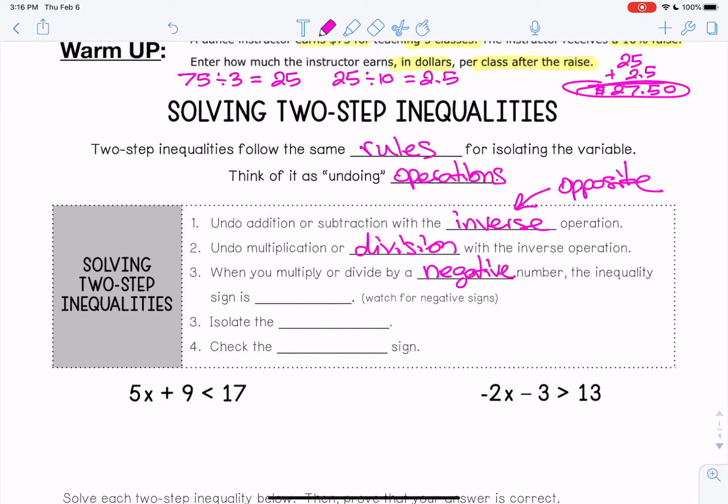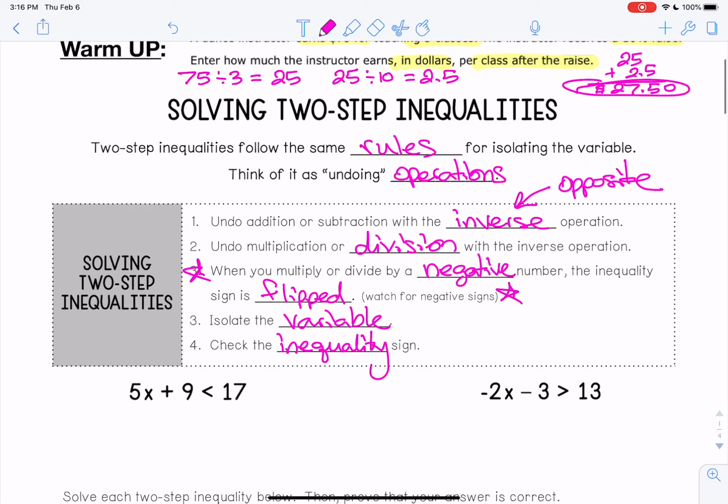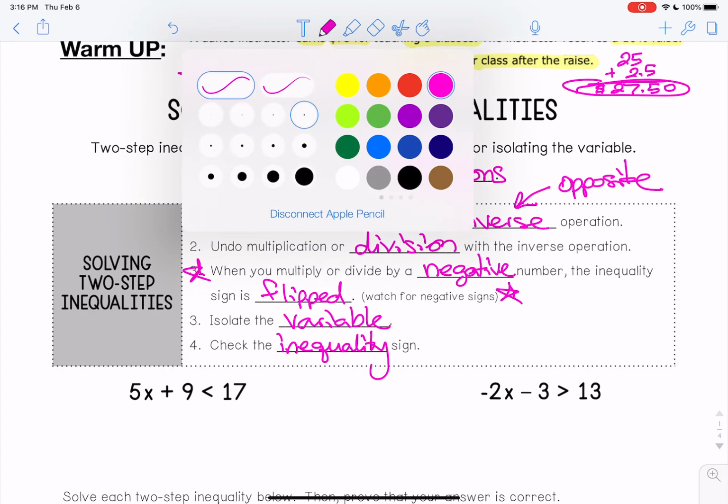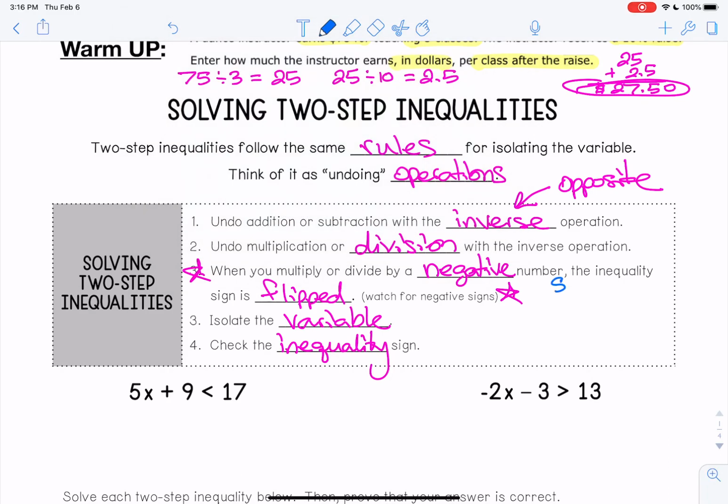When you multiply or divide by a negative number, the inequality sign is flipped. Okay, keep that in mind. It's only when you multiply and divide by a negative, but the sign does flip. You isolate the variable and you check the inequality sign.